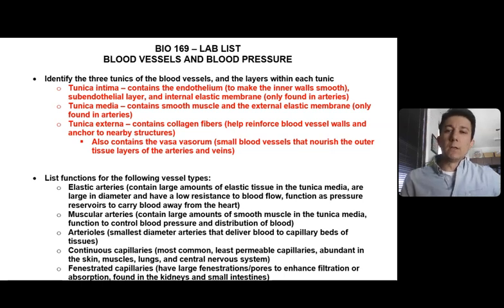So for that reason, we only find the internal elastic membrane and the external elastic membrane in the walls of arteries. And finally, in both arteries and veins, we have an external layer that's referred to as the tunica externa, which is mostly composed of collagen fibers.